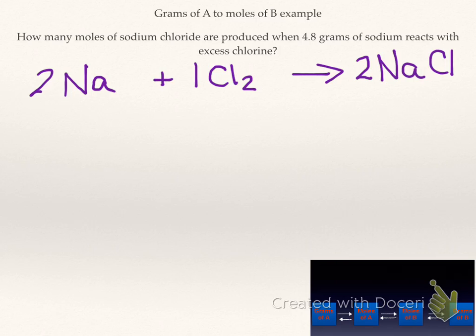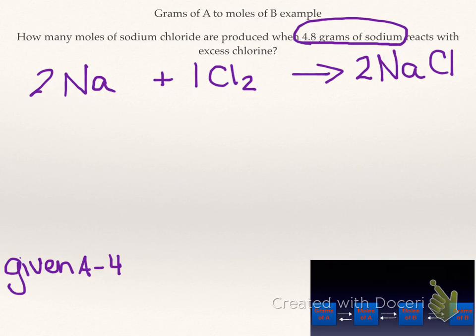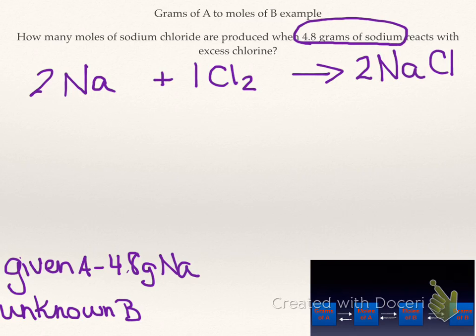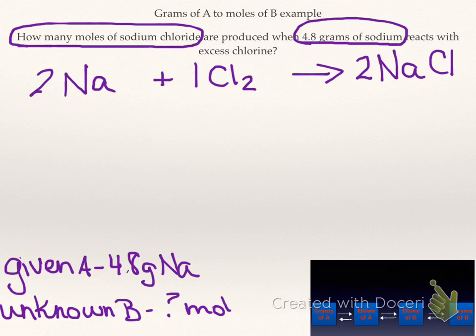Alright, so let's see how we can set this up. First thing we want to look for is our given. That's always got the number attached. So our given is going to be grams of sodium. Remember, our given is substance A. So we've got 4.8 grams of sodium. What is our unknown? That's what we're looking for. We're going to look for the question word. How many? We've got how many moles of sodium chloride. So we're going to be looking for moles of NaCl, sodium chloride.